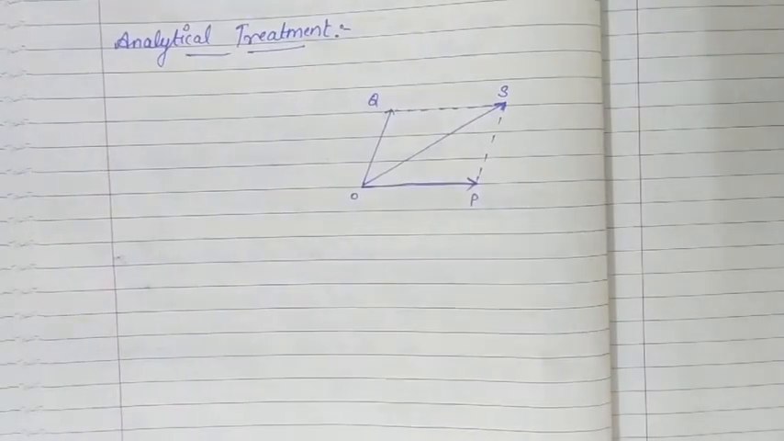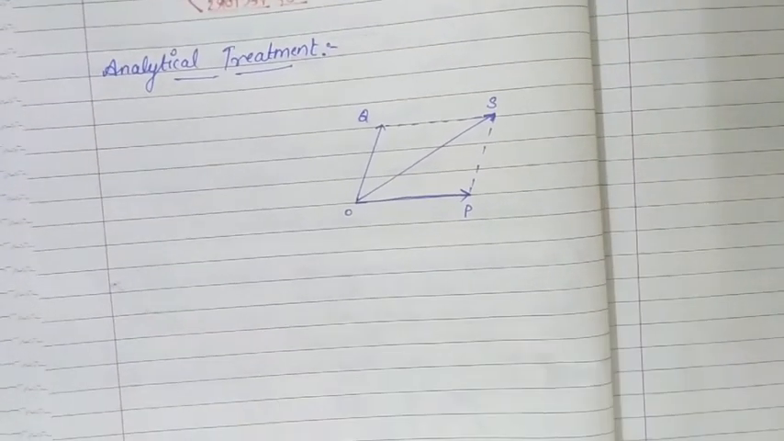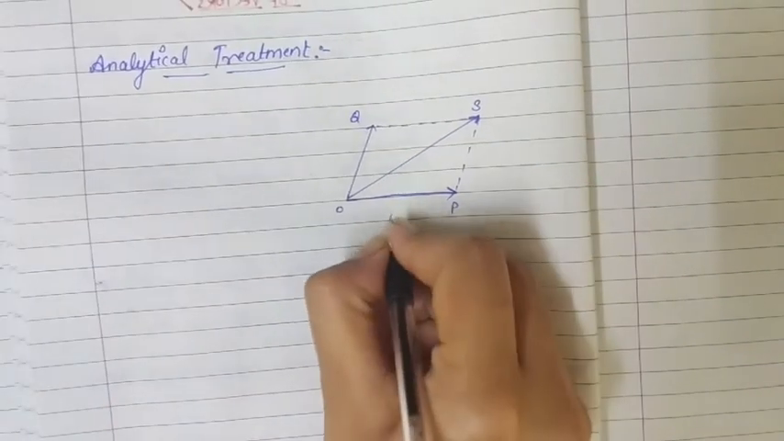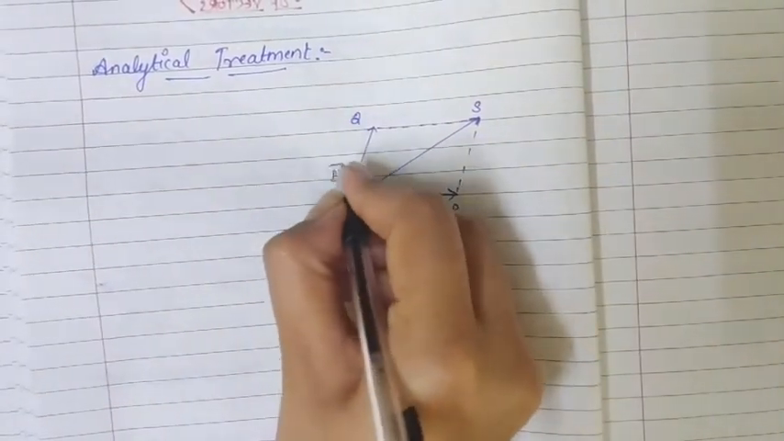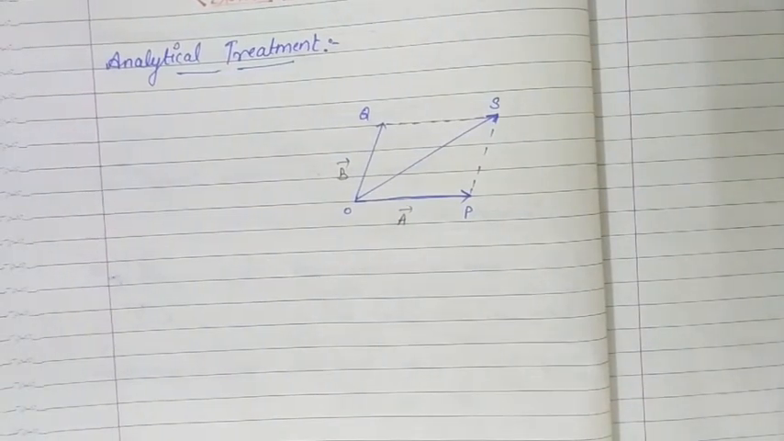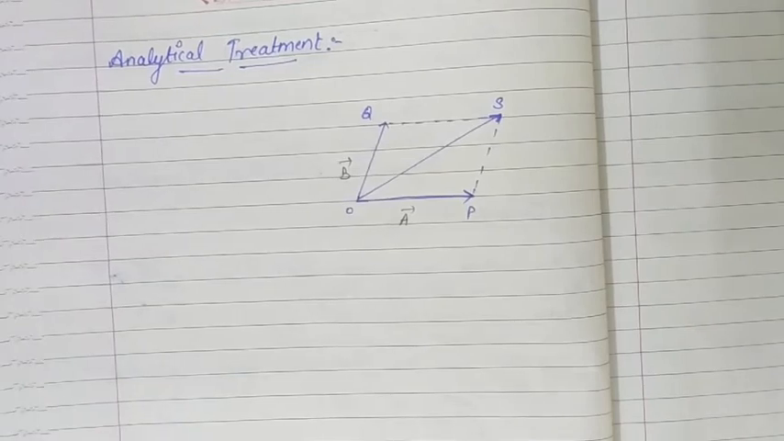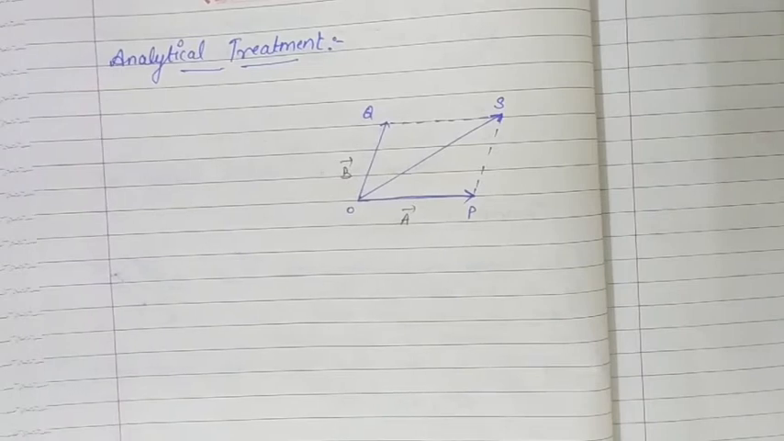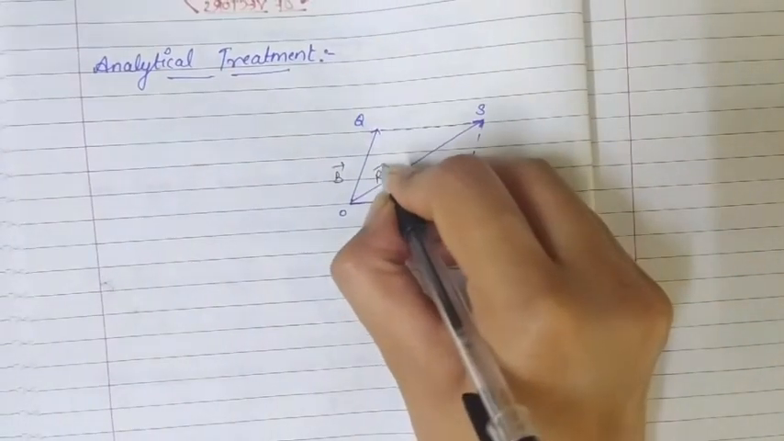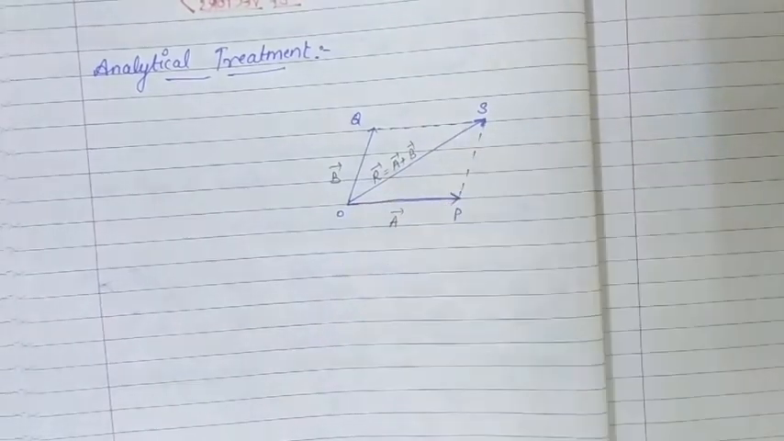So for analytical treatment of parallelogram law of vector addition, I take two vectors, vector A and vector B, along OP and OQ. So OP vector is the A vector and OQ vector is B vector. Then according to the parallelogram law of vector addition, the diagonal of the parallelogram OPSQ, that is OS, represents the resultant vector, means R vector is equal to A vector plus B vector is equal to OS vector.